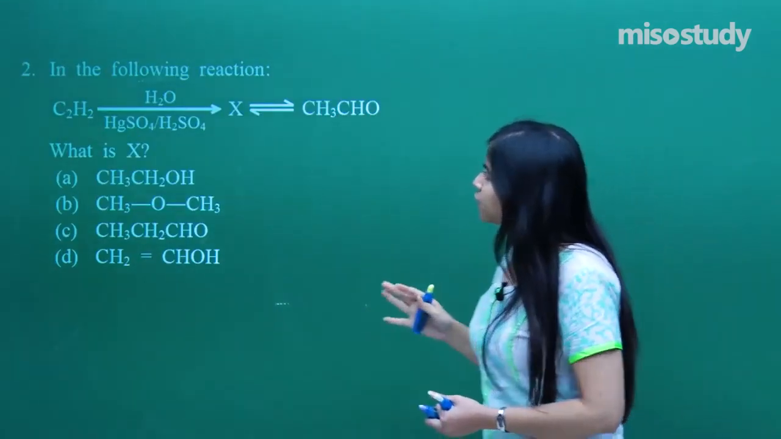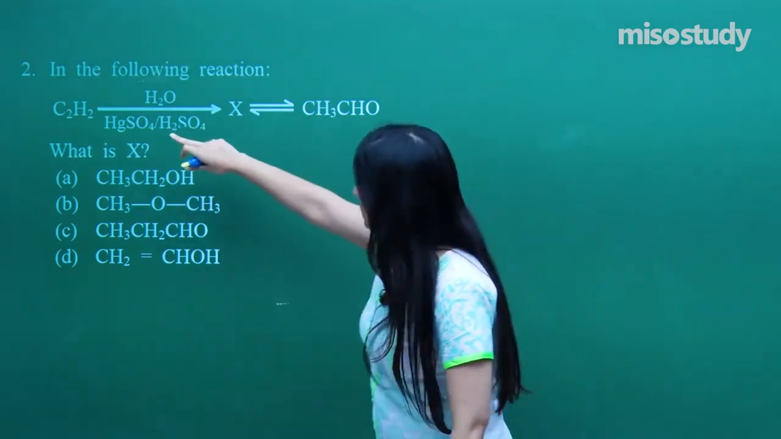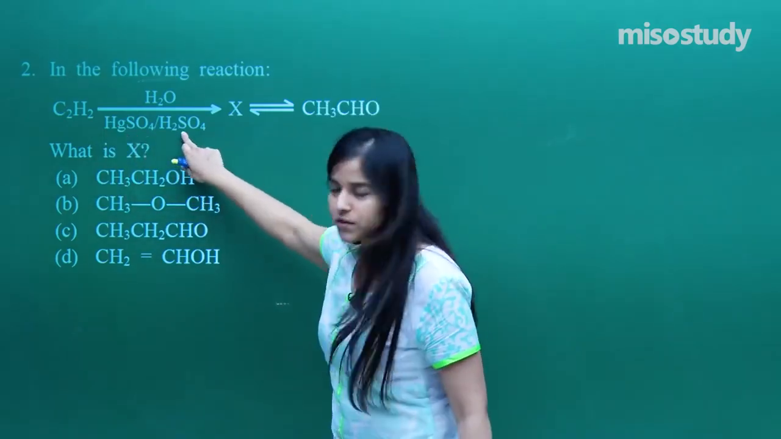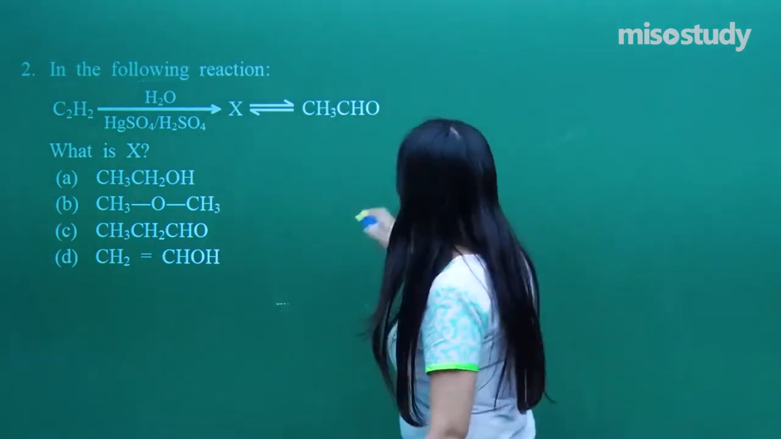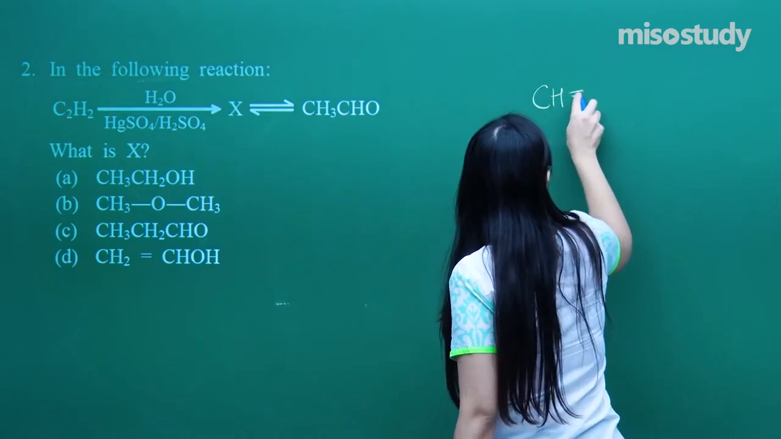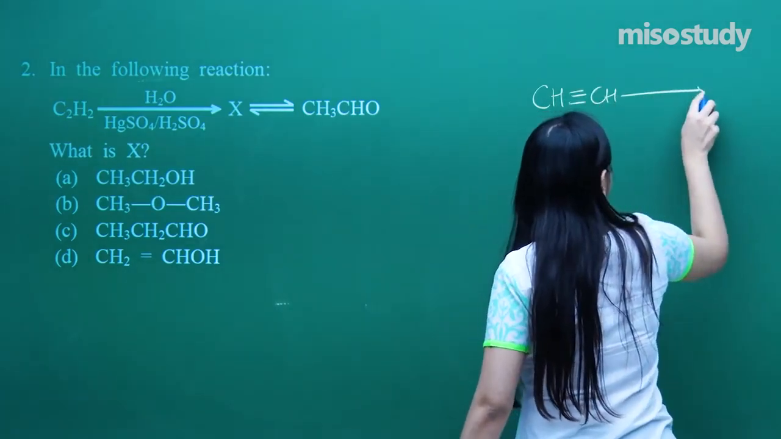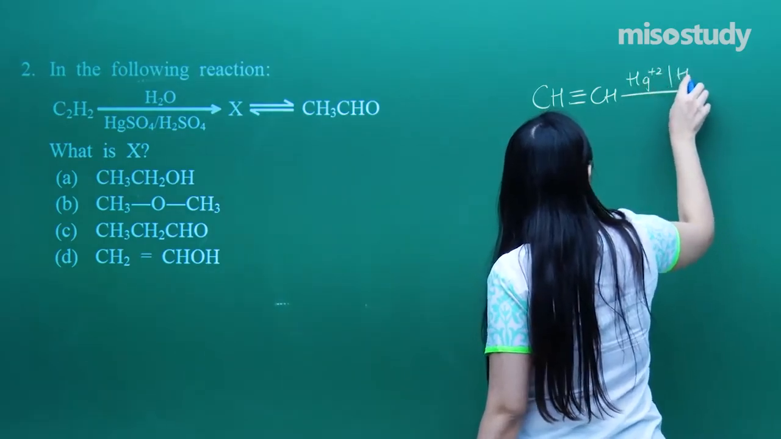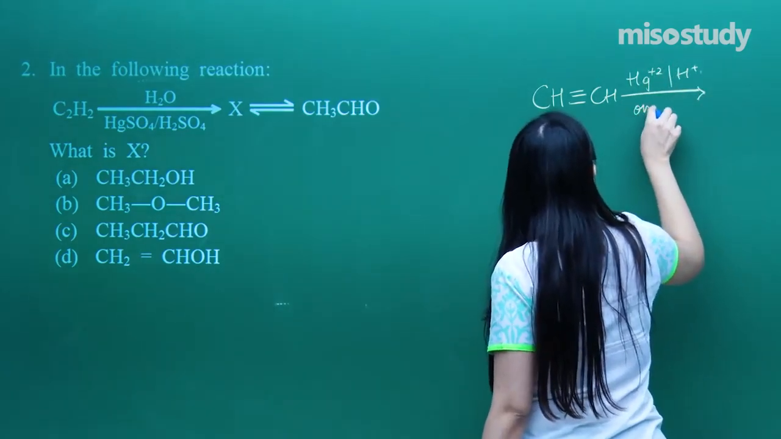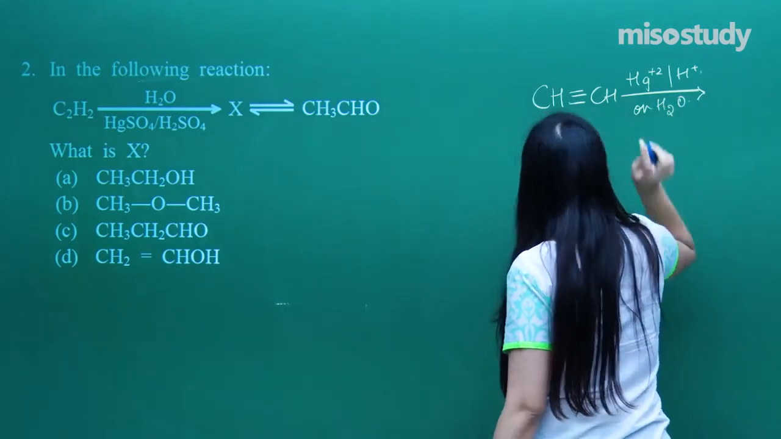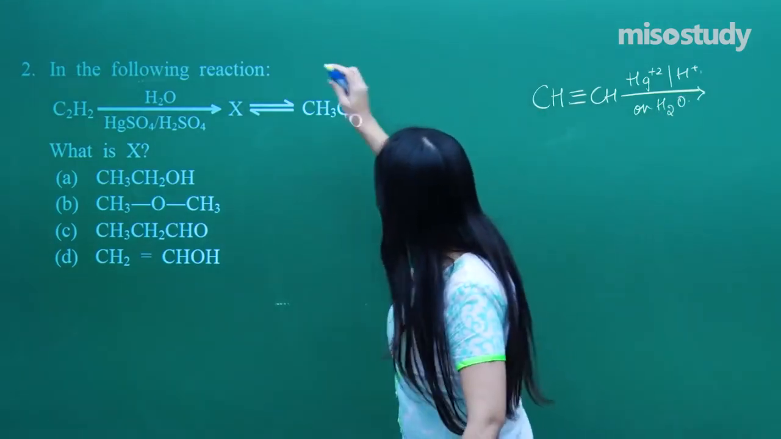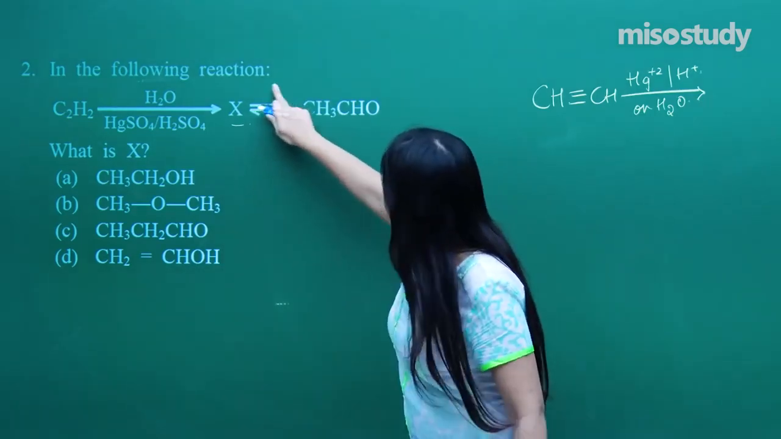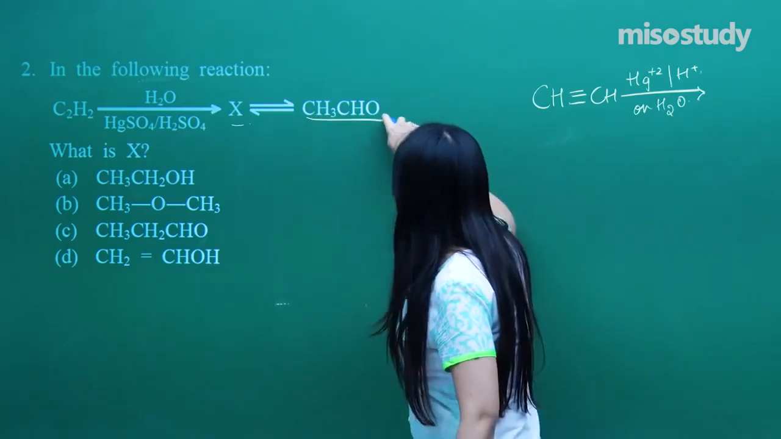So the next is, in the following reaction they have given a reaction. What is this? This is nothing but acetylene, made to react with H2O in the presence of Hg2+. So that is the reaction. I have got acetylene in the presence of Hg2+, H+ ions, or I can say water. So that is what we have. And what do we get? They are asking about X. X is also in equilibrium with this.